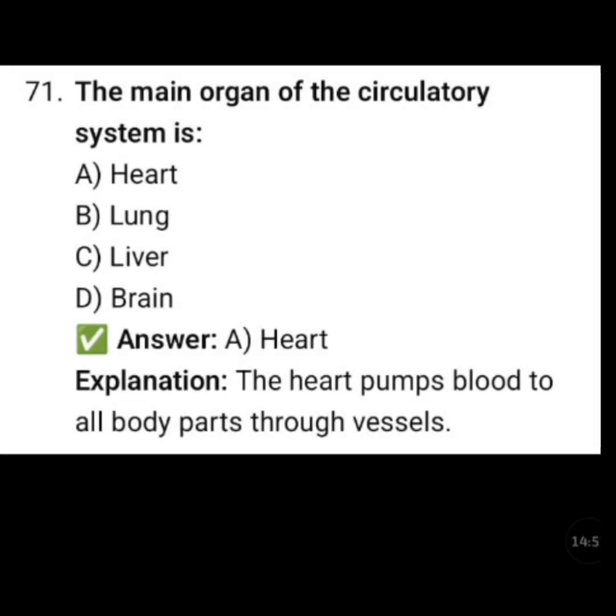The main organ of the circulatory system is heart, lung, liver, brain. The correct answer is option A, heart. The heart pumps blood to all body parts through vessels.